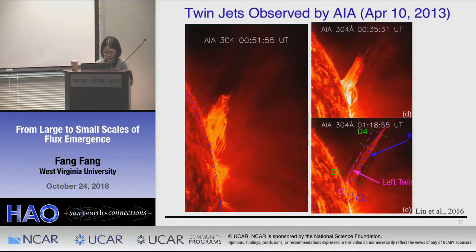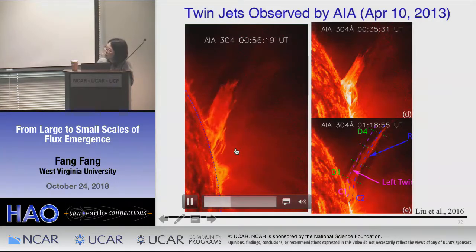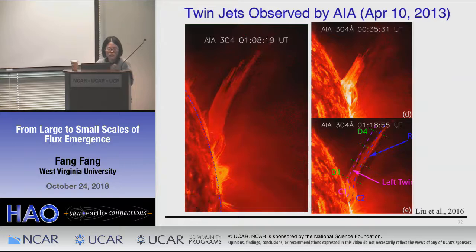Any more questions? I think the rotation might be coming from the second eruption. There is another eruption rising up at that moment when it's falling down. I don't know. It's the emission, so it could be the overlapping of the two.